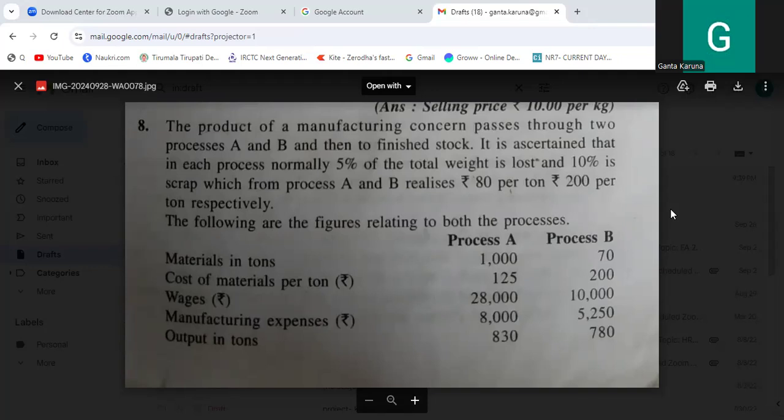So the following figures relate to both processes. Materials in tons: in process A, we are going to process 1000 tons, whereas in process B, 70. The cost of materials per ton in process A is 125, and in process B, it is 200 rupees. Then he gave other expenses: wages of process A, 28,000 and process B, 10,000. Manufacturing expenses, 8,000 and 5,250.